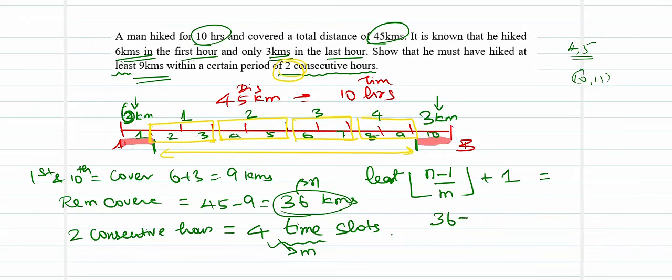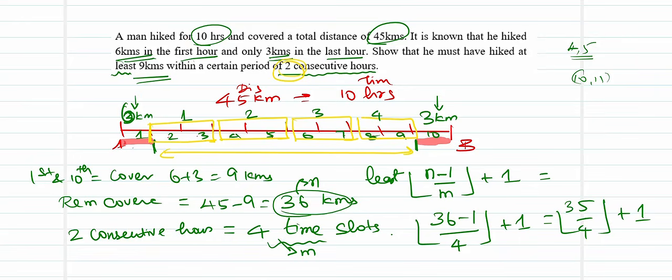So 36 minus 1 divided by 4, because that is the m for me, plus 1. So this is going to be the quantity. 36 minus 1 will be 35 by 4 and plus 1. We know that 32 times 4 is 8. So this will be around 8.75 and you will have a plus 1. And this can be rounded off to 8 plus 1, which makes it as the value to be equal to 9.